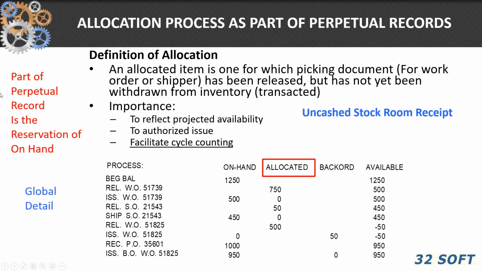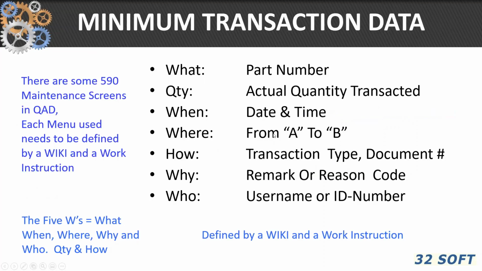Allocations, I talked a little bit about allocations last time. It's basically part of the perpetual record that is the reservation of an on-hand value. It is basically an uncashed stockroom receipt, and we do it to ensure that we have a projected available of what we think we're going to have at a particular point in time. It authorizes the issuance of material to either work orders, shippers, sales orders, and as we'll see, it facilitates our cycle counting.